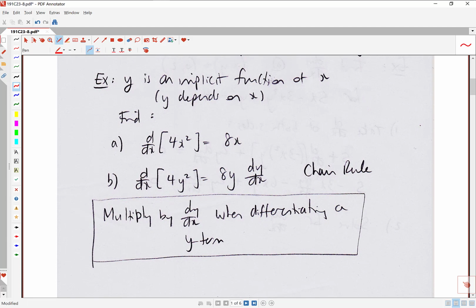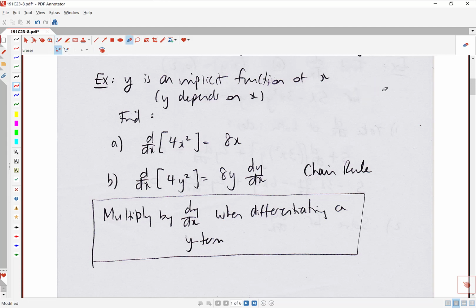Okay, we're going to do two parts, and in each part, y is an implicit function of x. So that just means that you could say y depends on x, or you could say y and x are related in some way. We don't know the exact equation that relates x and y together, but we're just going to store it away in the back of our minds. Okay, somehow x and y are related. You know, maybe we've got something like x cubed plus y cubed equals 12 or something like that.